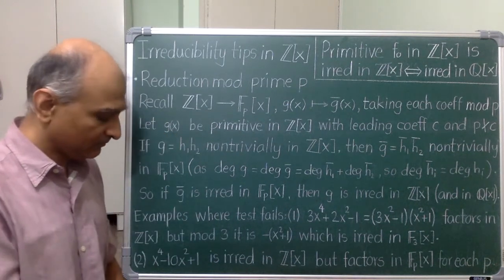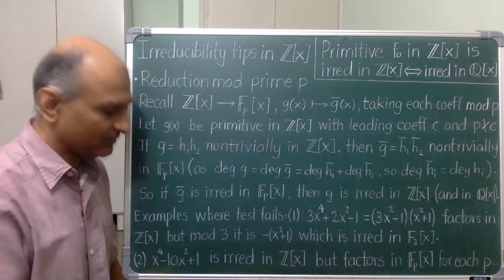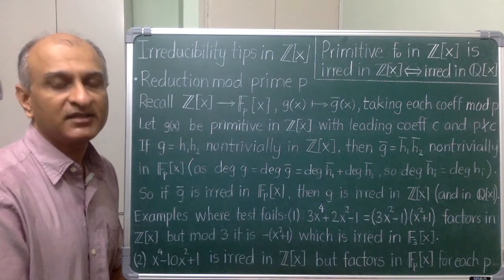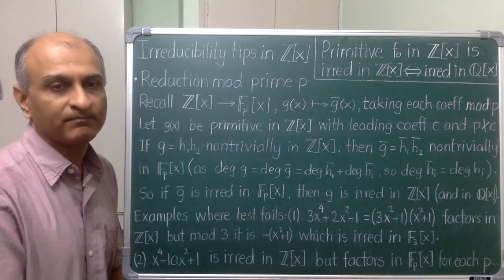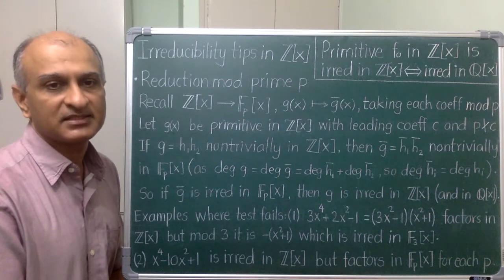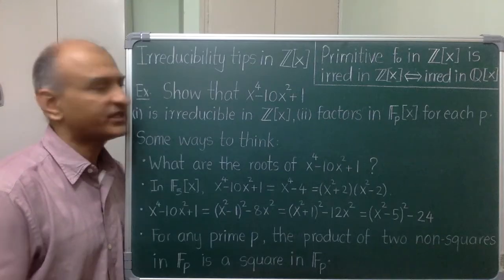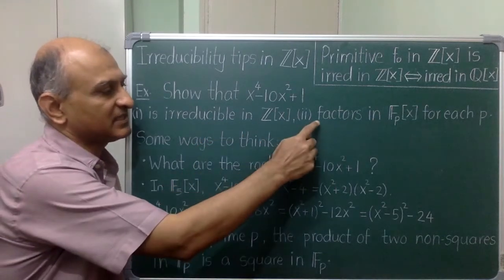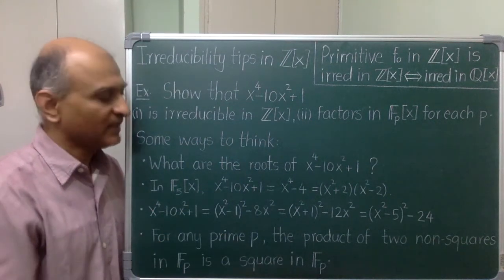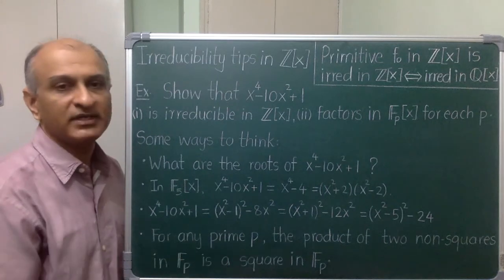For example, this special polynomial is irreducible over integers, but it factors modulo every single prime. You can try to prove both these statements as interesting exercises. I have written both statements here as exercises. There are several ways to think about this polynomial, and I have listed some of them over here.